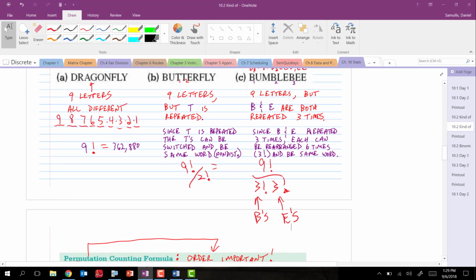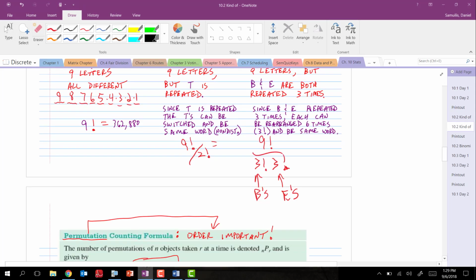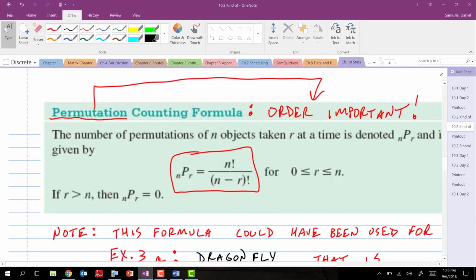Only this can be called the classic permutation. I'll show you the permutation formula, then I'll go back and show you how this is a permutation. And here it is. Go ahead and write this down.